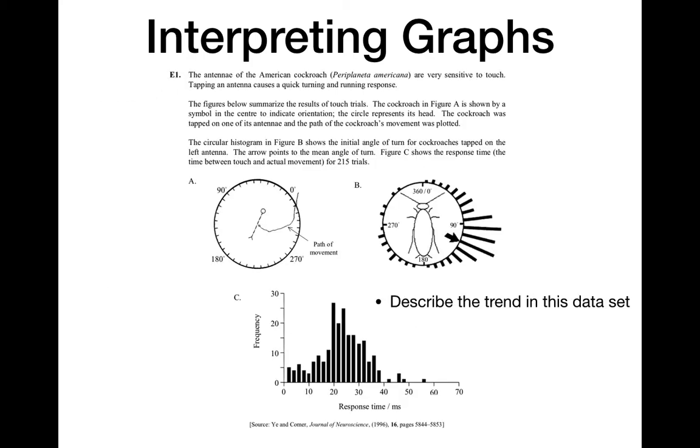Okay, and here's another interesting one. This is a unique question. I've never seen anything like it repeat itself. But it's showing the movement of the American cockroach. Their antennae are very, very sensitive to touch. And if you touch the antenna, it will cause it to immediately turn and run away.